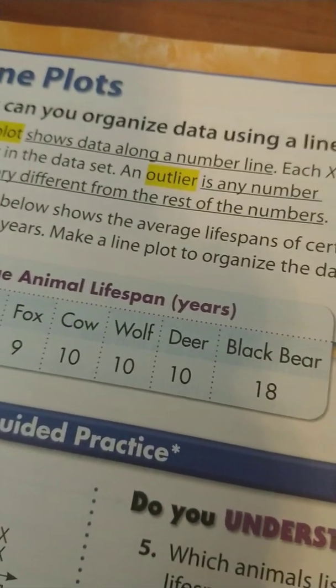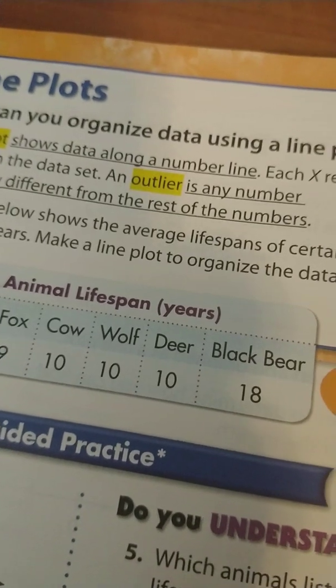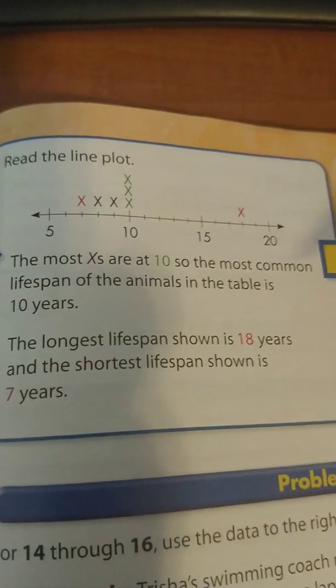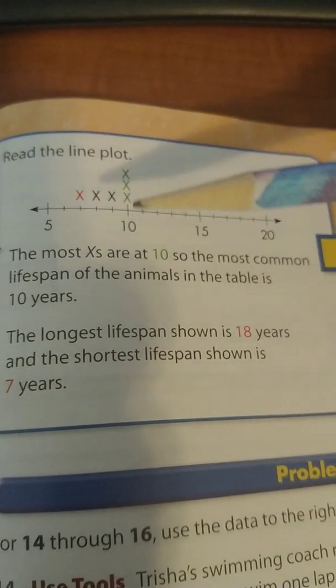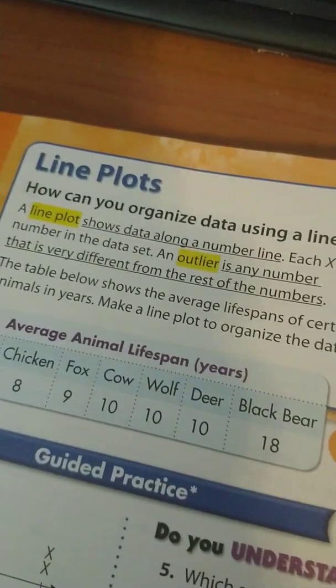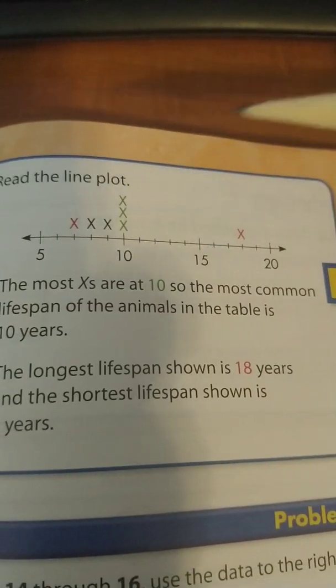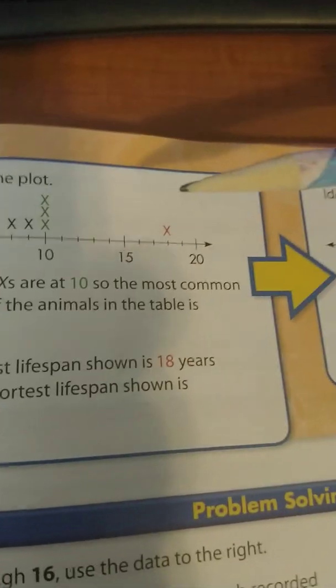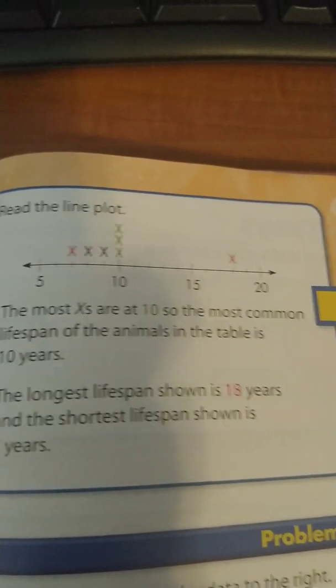Here's the tricky part. You have 3 10s. So guess what? You got to put 3 X's. Every time a number appears in your table, you need to put an X down on your line plot. And then you have your black bear at 18. So you got the black bear there at 18.